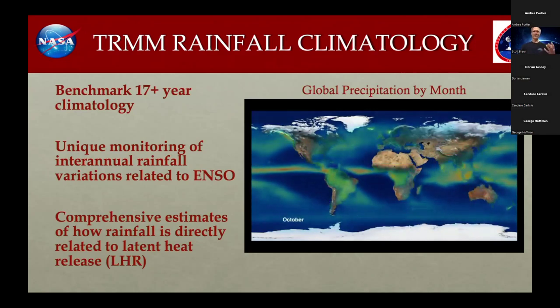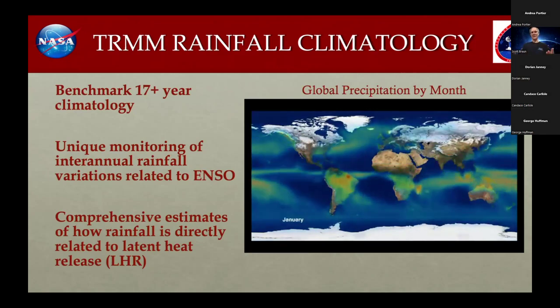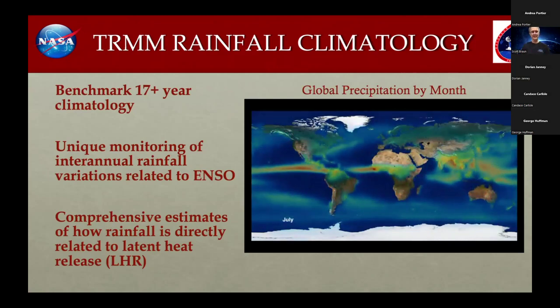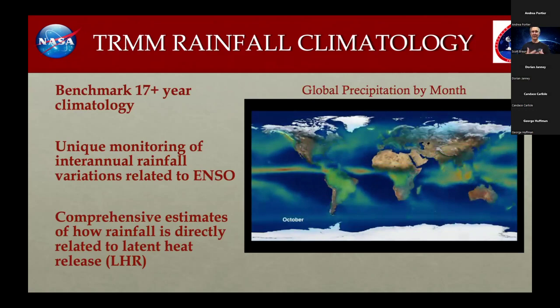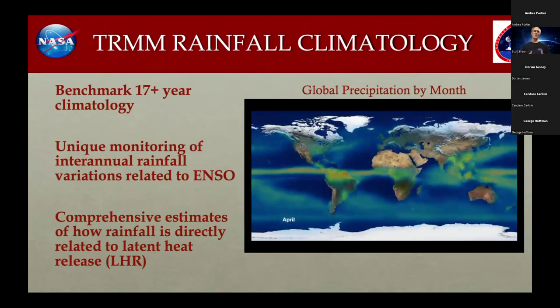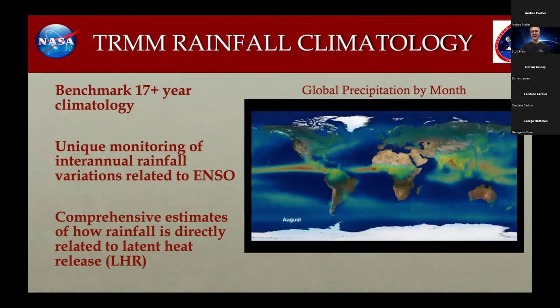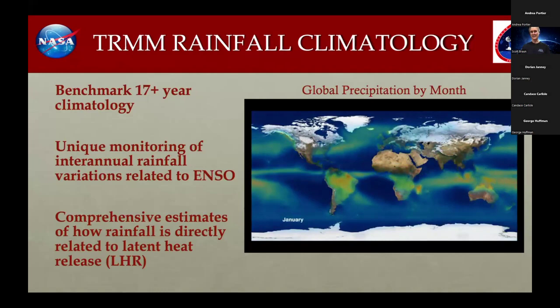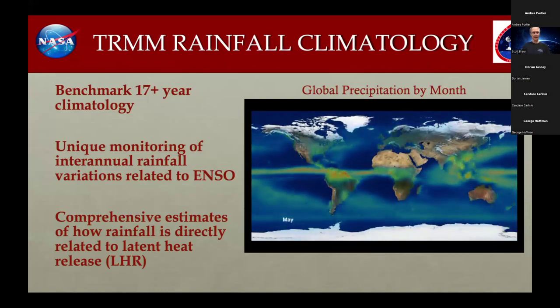And rainfall is associated with heating of the atmosphere when you get condensation and evaporation and other processes. And the intensity of that heating is tied to the amount of rainfall. And that heating is really critical because it's a key driver of atmospheric circulation. And so TRIM provided some of the first estimates of those global heating rates.